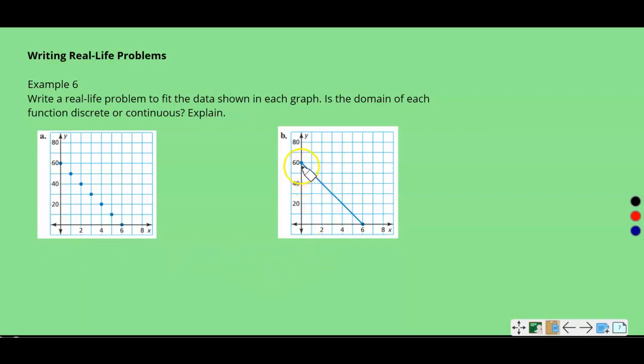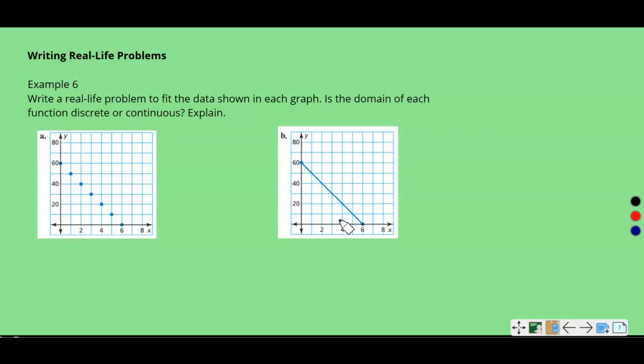B part, you have a continuous line here. On the bottom, you have 6. This could be 6 days, 6 hours, 6 whatever. Up through here, it goes to 60. So let's talk about what this could be. One possibility could be a person is biking a total distance of 60 miles at a rate of 10 miles per hour. And this would take them 6 hours to do that if they were biking 10 miles per hour. So X would be the number of hours biked, and Y would be the number of miles remaining.